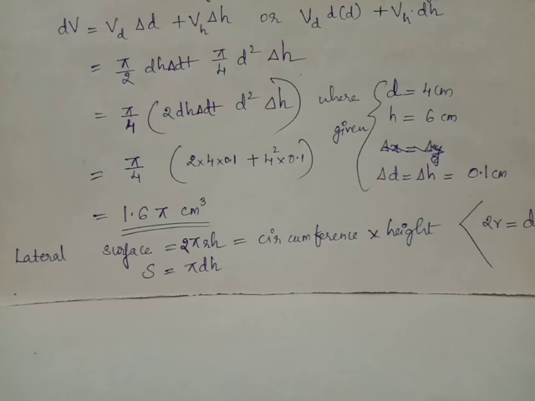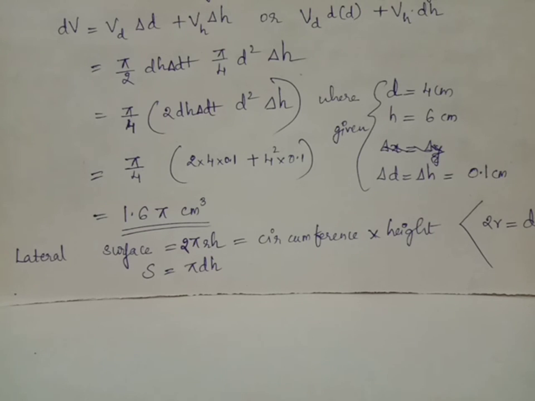The error in measurement of the diameter and altitude of the right circular cylindrical can is given by delta d equals 0.1 and delta h equals 0.1. That is, delta d equals delta h equals 0.1 centimeter as per the question. Also, it is given that diameter equals 4 cm and altitude equals 6 cm. Giving these values in this expression, we have dV equals pi by 4 times (2 into 4 into 0.1 plus 4 square into 0.1). Thus we obtain the error in computing the volume of the right circular cylindrical can as 1.6 pi centimeter cube.